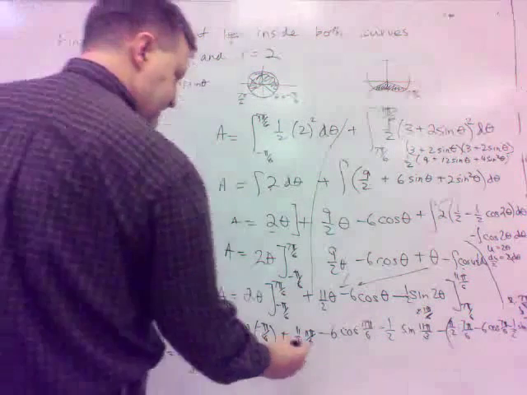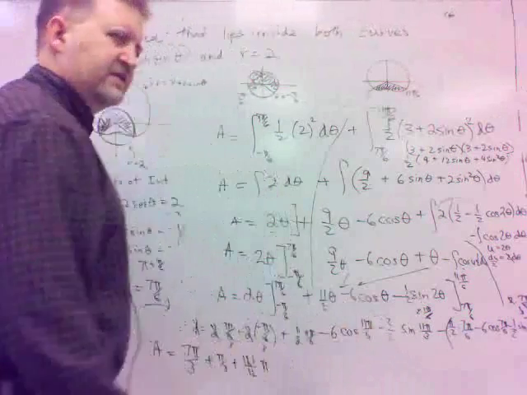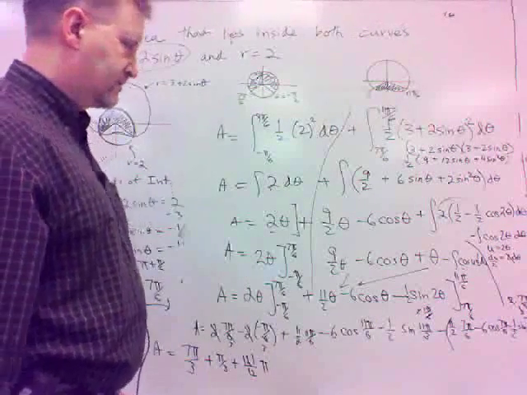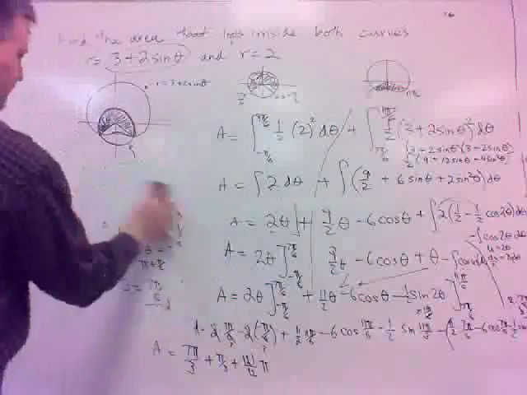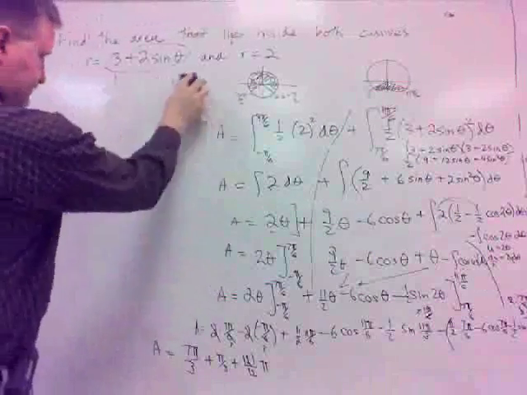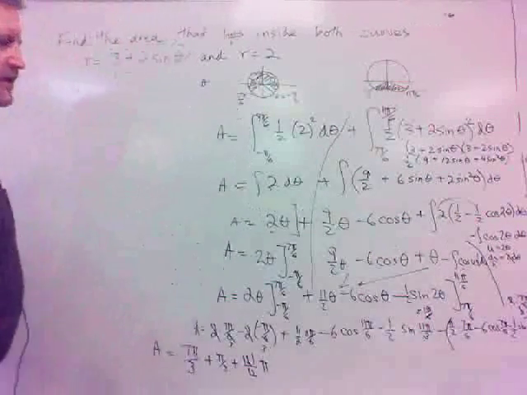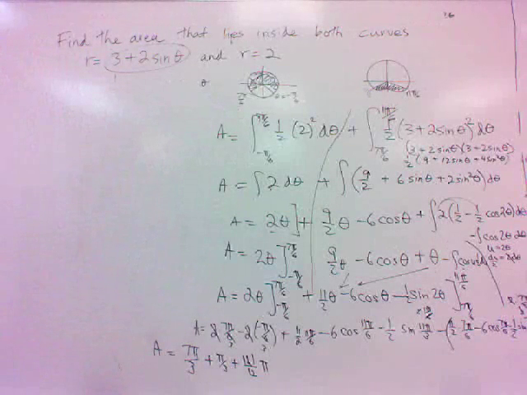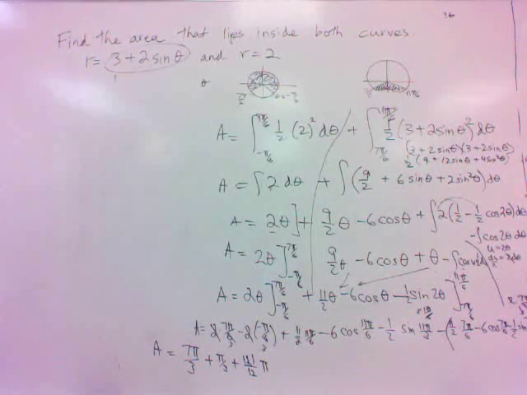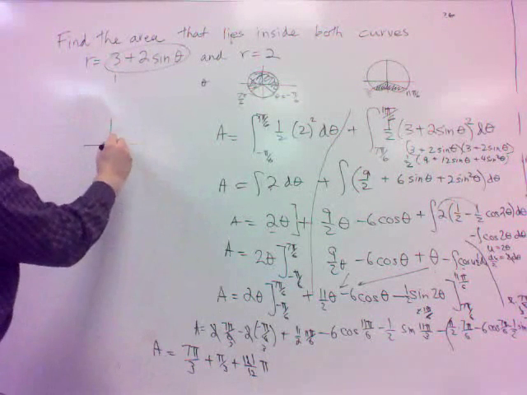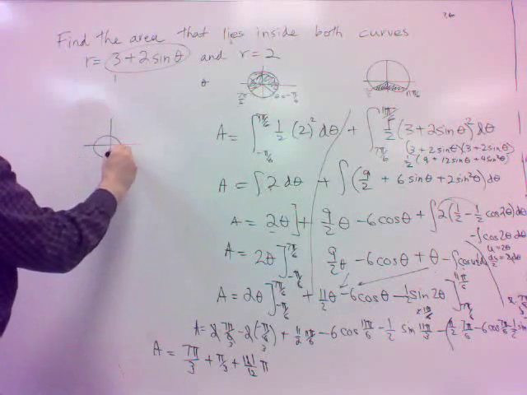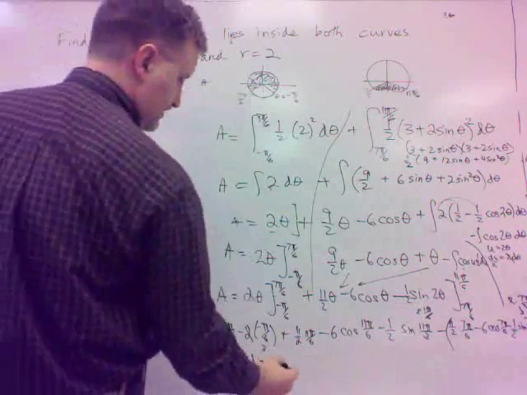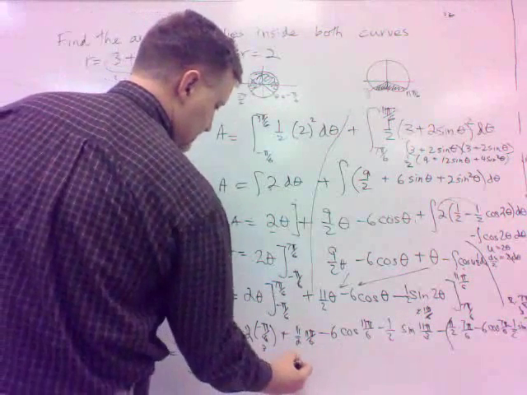Then I've got 11 pi over 6. So that's the reference angle pi over 6. So I'm talking cosine of pi over 6, that's your 30, so that would be square root of 3 over 2. And then 11 pi over 6, where's that? That's in quadrant 4, so cosine is positive. That would be minus 6 times the square root of 3 over 2.